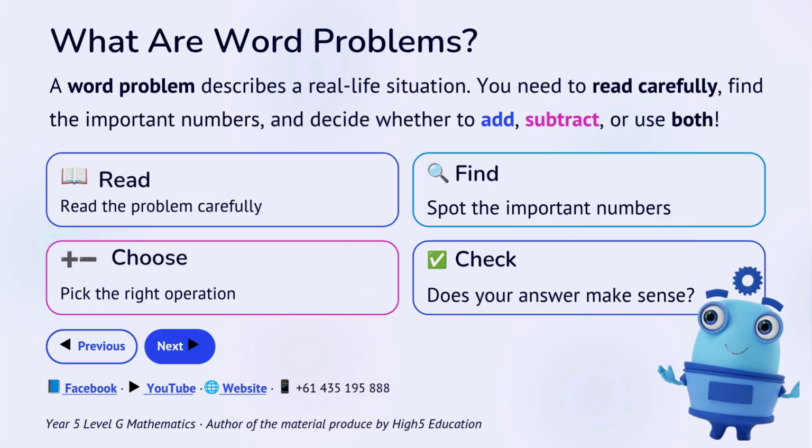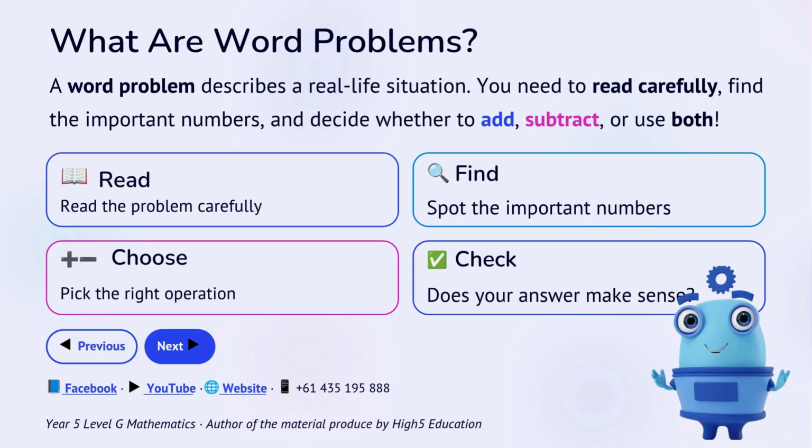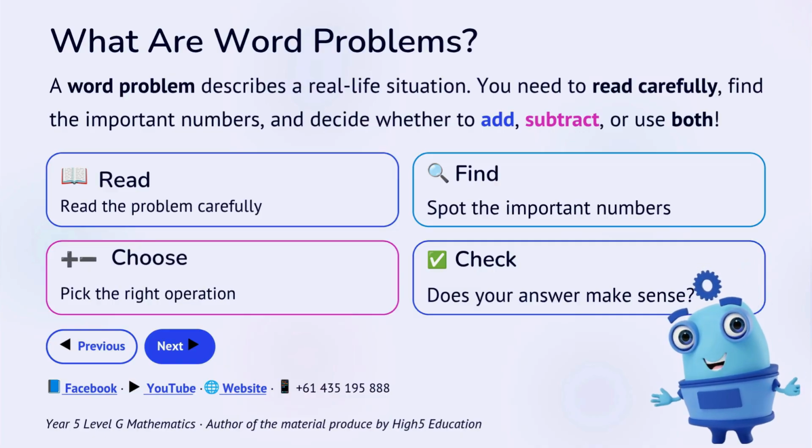What are word problems? A word problem describes a real-life situation. You need to read the problem carefully, find or spot the important numbers, and decide or choose the right operation, whether to add, subtract, or use both. And lastly, you need to check if your answer makes sense.